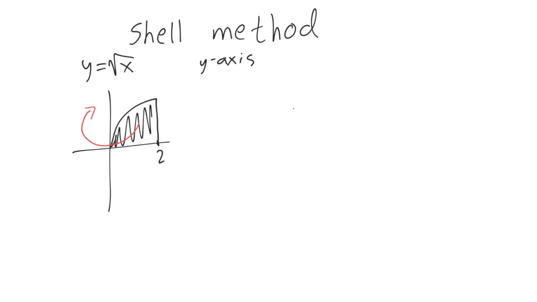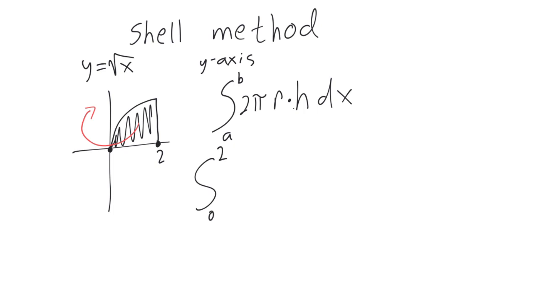The shell method says we take the integral from a to b of 2 pi times the shell radius times the shell height. So I'm going to take the integral over x now. So I start from here and end over here. So that's going to be from 0 to 2. Those are just the smallest and biggest x values in this region. Now the 2 pi is a constant, so I can just pull that out.